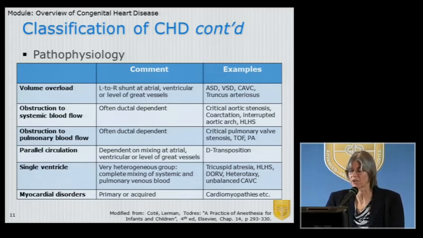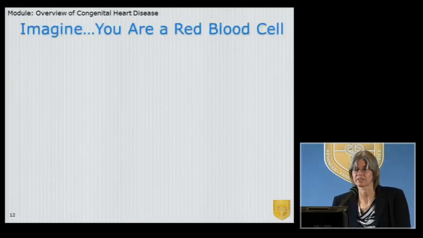Is there obstruction to pulmonary blood flow? Critical pulmonary valve stenosis, tetralogy. Is there parallel circulation where you have to mix between two separate circulations, like in a d-transposition? Is it a single ventricle physiology? It's a very heterogeneous group. Or are these primary myocardial disorders? They can be primary or acquired, all the cardiomyopathies. So this helps some people to classify and make sure that they understand what's going on.